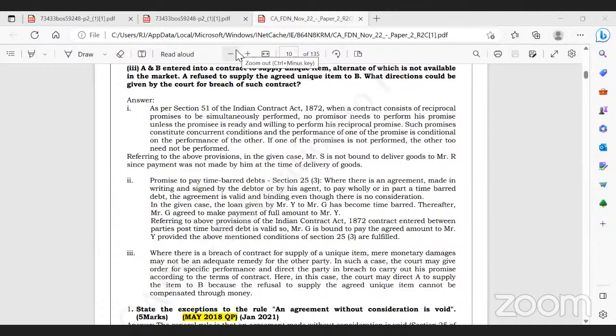Remember, remedies of breach of contract: injunction, specific performance, damages, quantum meruit. We have done that, right? So the court can ask them for specific performance because this unique item cannot be bought anywhere else. Understood?